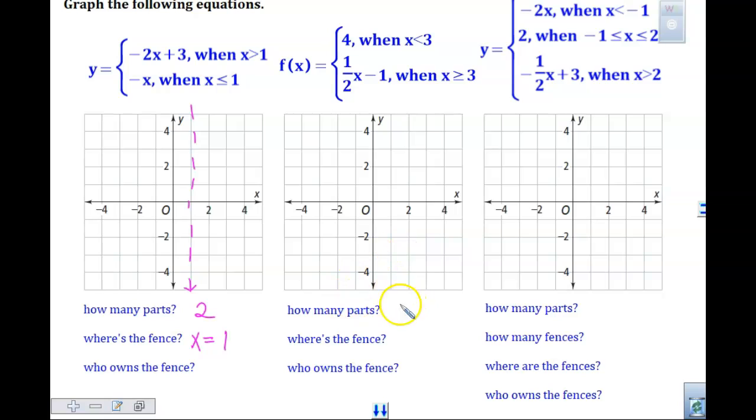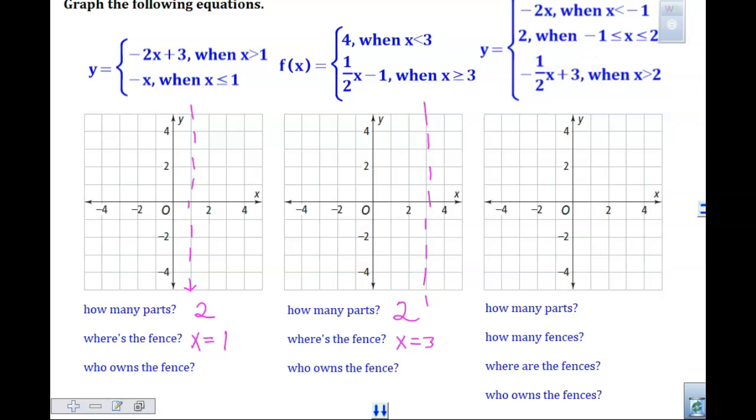Let's do that for each one. Tell me how many parts. Notice the last one has how many fences, where are the fences? It's got more fences. So the second one, if I was looking at it, how many parts? 2. Where's the fence? If I was looking at that, you would say the fence, Ben, is at 3. x equals 3. Put it in. x equals 3. We can't cross the fence, right? We're going to have our 2 neighbors that can't go into each other's yards. They do not want their dog going into their yard. That's why they put up a fence, right? They're keeping your dog out. You're keeping their dog out.